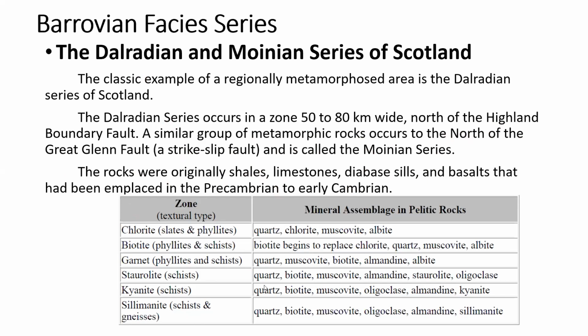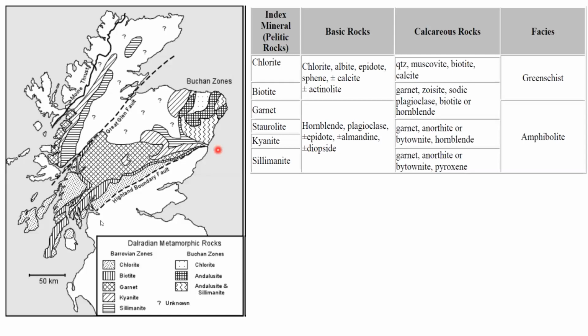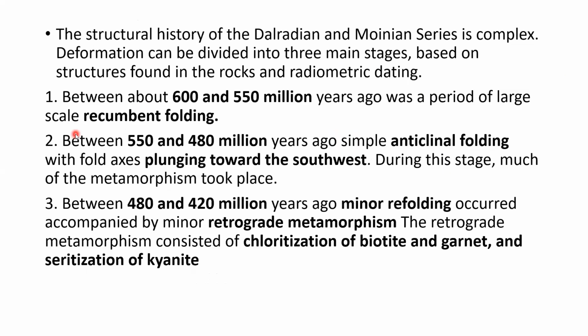So we'll be seeing the map here. Okay, right? So Highland Boundary Fault. So this is here the chlorite zone. So these facies are the different things. Here is the Great Glen Fault and Monian thrust, Monian facies series and Dalradian facies series. So Dalradian metamorphic rocks, these are the Dalradian facies series here, and these are the Monian facies series. All right. So the structural history of these is very important. आपको structural history का ध्यान रखना है.